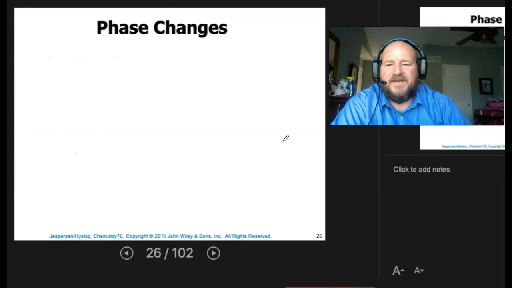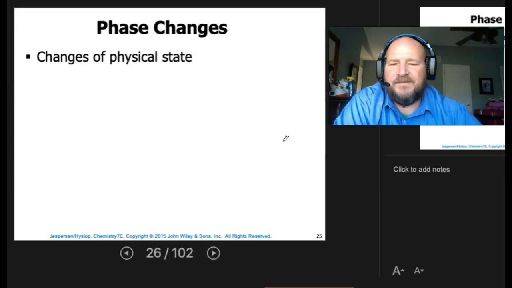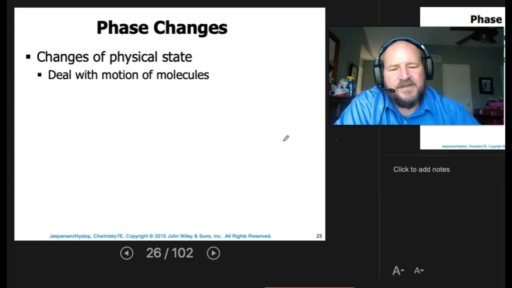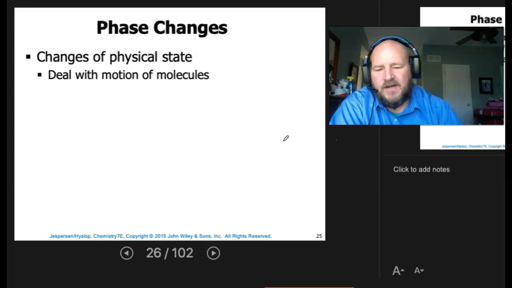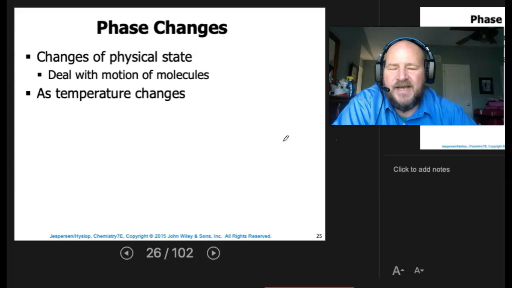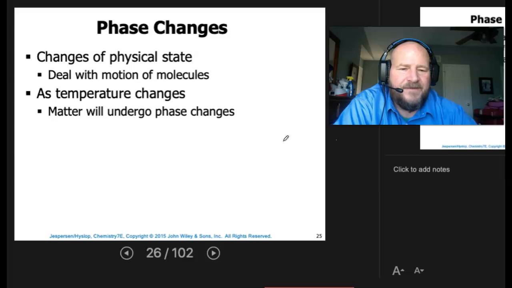All right, next up is phase changes, changes of physical state. So we'll deal with the motion of molecules. We've kind of looked at this already from a couple different perspectives, maybe not directly. So here we're going to speak to that. As your temperature changes, matter, of course, will undergo a phase change.